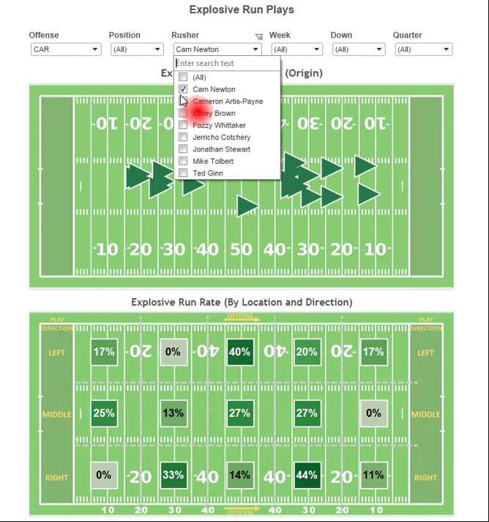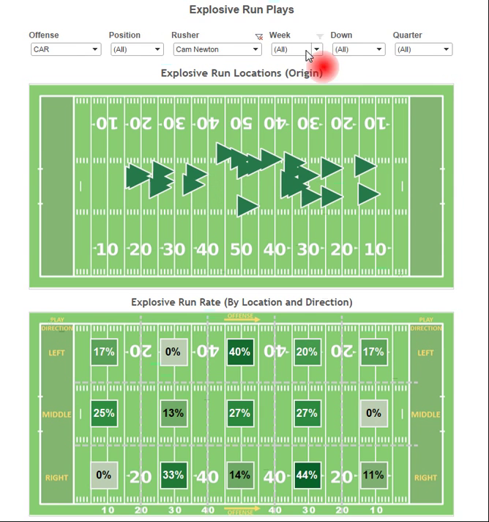So that's what I'm filtering for here. I'm looking at all positions. Therefore, I see both Cam Newton and running backs as well as Ted Ginn. Week, down, and quarter. So here's the origin of the run play, and in terms of where they were on the football field when Cam Newton in this particular case gained an explosive run of 10 plus yards.